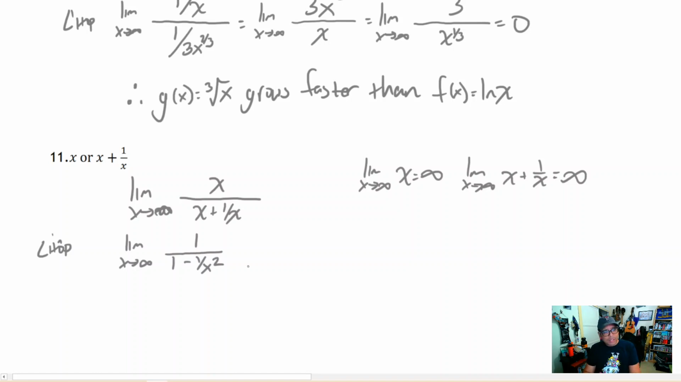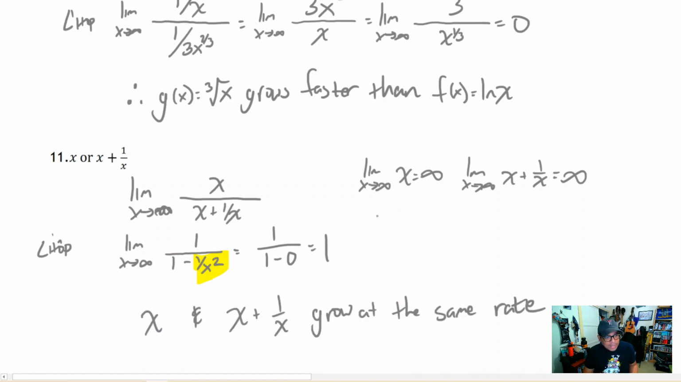Let's simplify that. And I simplified this, but then I realized I'm doing something really dumb. We don't need to do all of this because we know that 1 over x squared as x approaches infinity is going to approach 0. So the limit is just 1 over 1 minus 0, or just 1. And since we got a constant here, x and x plus 1 over x, they both grow at the same rate.